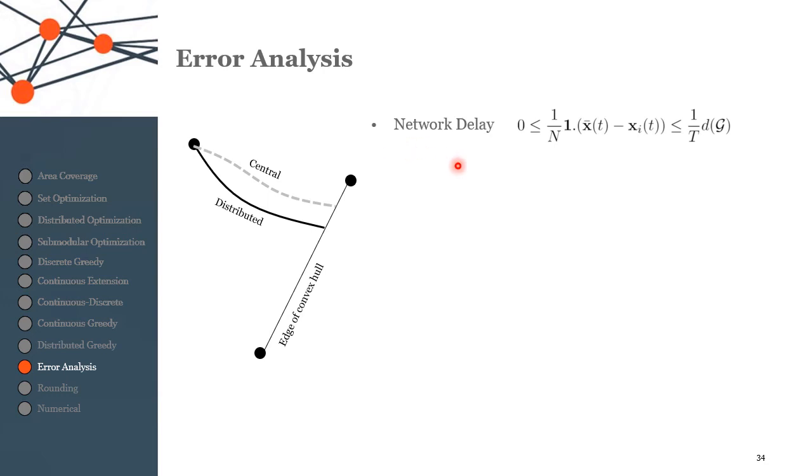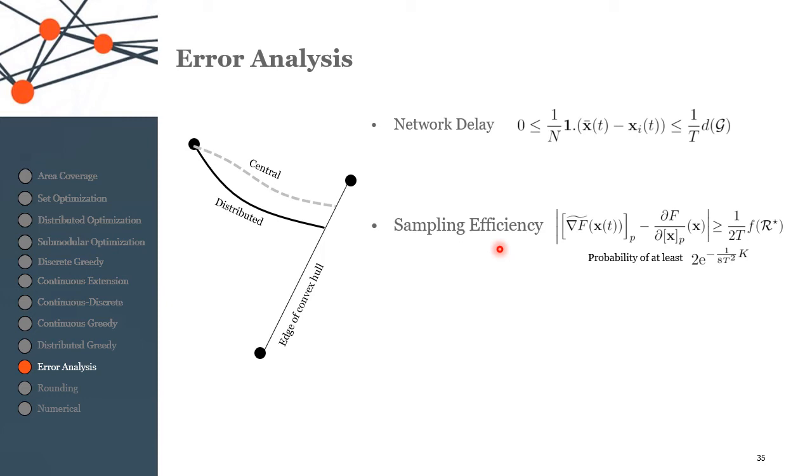When an agent updates its local belief and sends it to the network, it's going to take at most dg, which is the diameter of the graph, steps to reach other agents in the network. The other source of mismatch is going to be sampling efficiency. As we said, calculating the gradient of the multilinear extension is NP-hard, so we do sampling. So we're not going to have exactly the gradient. The other source of mismatch is the discretization error.